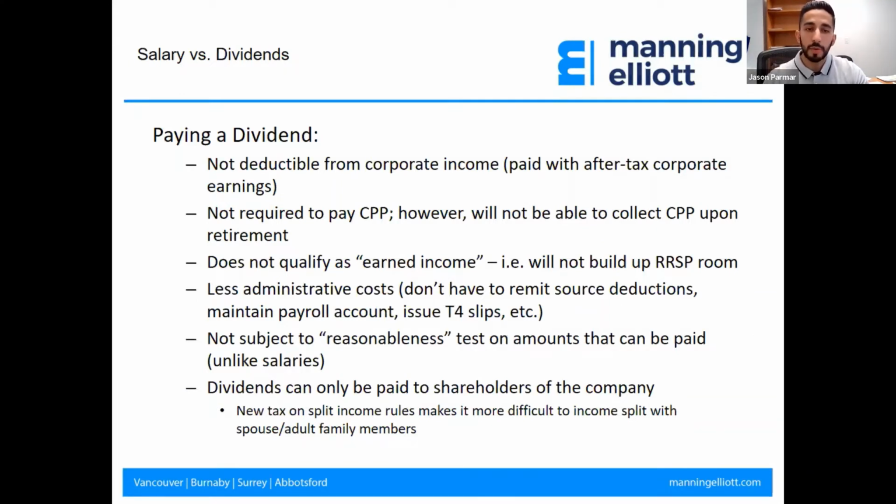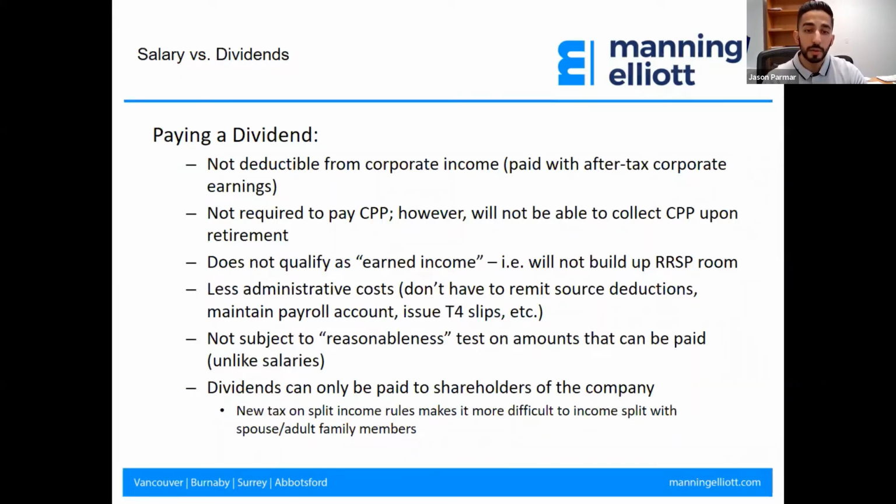Going back to the example of paying your spouse $100,000 if they're only working 5 hours a week. Unlike salaries, dividends are not subject to a reasonableness test. So, if your company is super profitable and you had $500,000 of after-tax earnings and you wanted to pay yourself that, you are more than welcome to do so without meeting any sort of test.